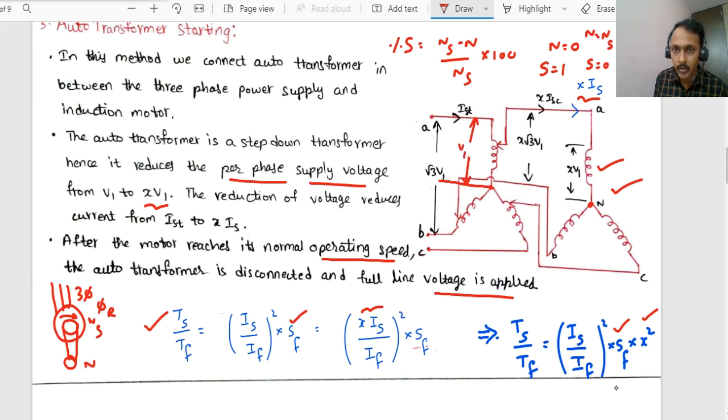this case as V1. Now the relation in star connection: the phase voltage will be equal to the line voltage divided by root 3. This is the relation. So in this context, what is the line voltage we have taken? Root 3 V1. So phase voltage will be root 3 V1 divided by root 3, so it will be simply V1. V1 is the phase voltage. Like this you have to understand.